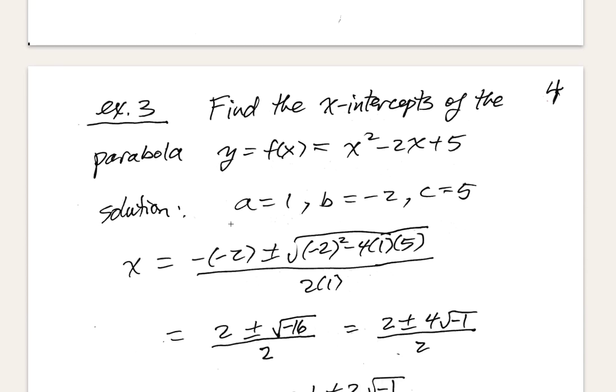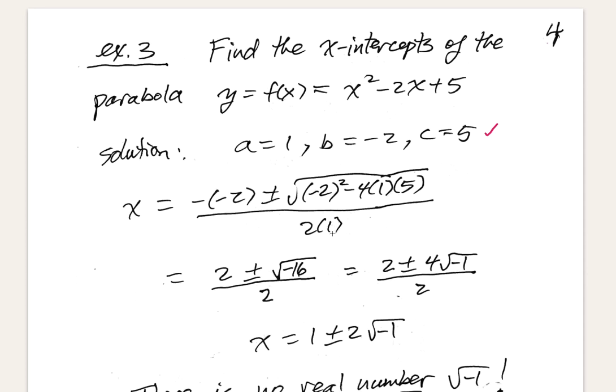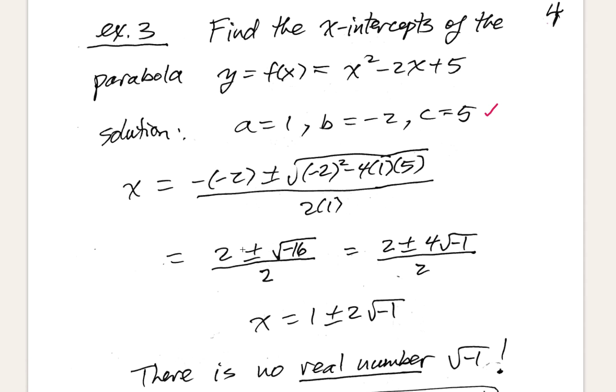Again, a is equal to 1, b is negative 2, and c is equal to 5. Let's plug them into the formula. Negative b would be negative negative 2, plus or minus the square root of b squared, so that would be negative 2 squared, minus 4ac, which would be 1 and 5, all over 2 times 1 for the 2a. And that is 2 plus or minus the square root of 4 minus 20, which is negative 16, all over 2.